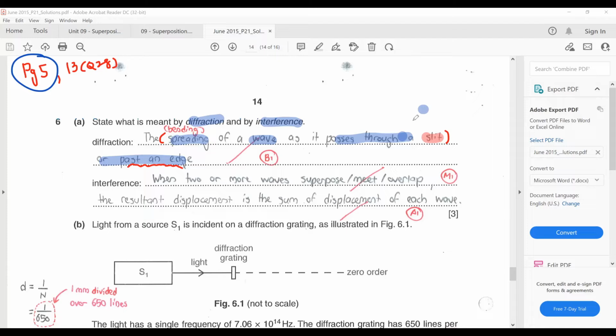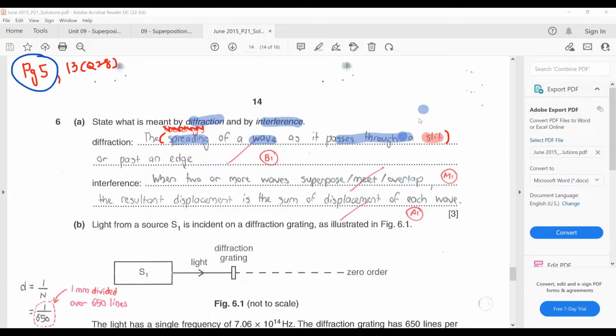Another thing here is when you're talking about diffraction and in terms of the definition, try to avoid using bending of wave anymore. The more recent examiners report says that they would rather candidates don't write bending of wave, because bending of wave is more for refraction, not diffraction. Diffraction is spreading.